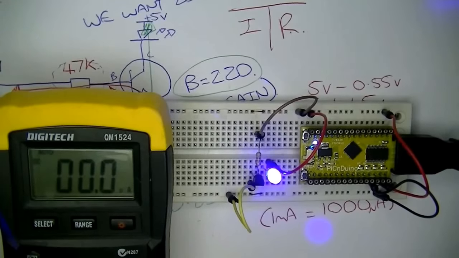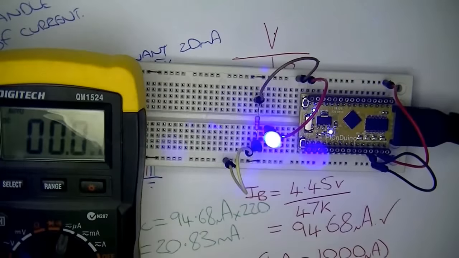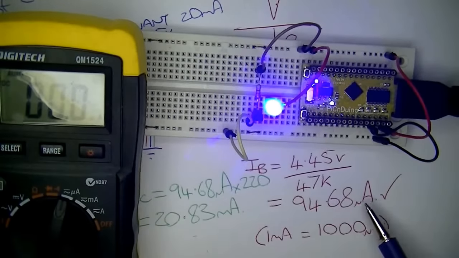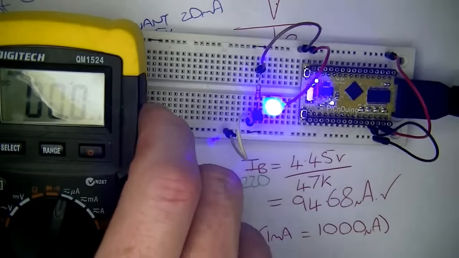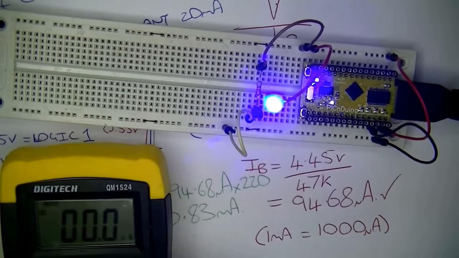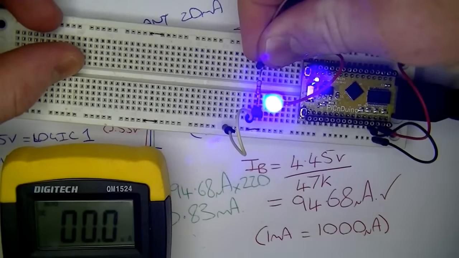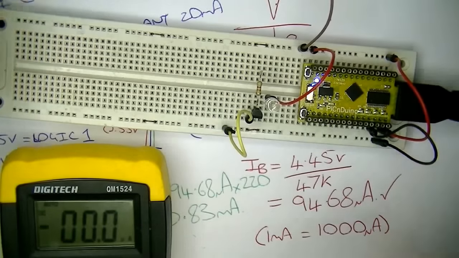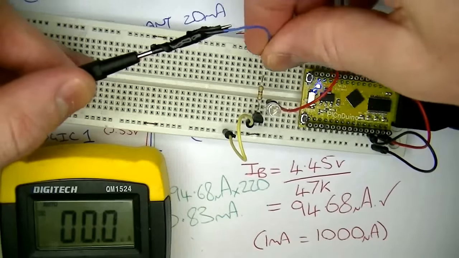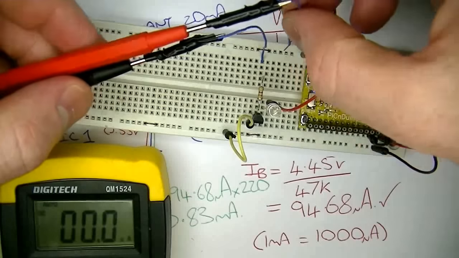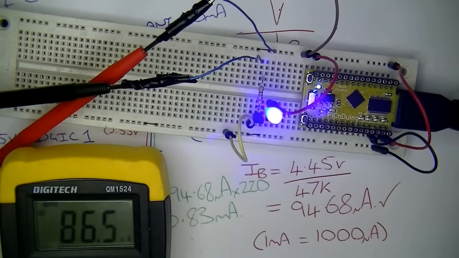Okay, so let's see if we get the same amount of current as what we were looking for. Our calculations, we got 94.68 microamps of base current, 20.83 milliamps of collector current. So let's see if we actually get that here. First thing I'm going to do is just disconnect this wire from the base, just so I can put my multimeter leads in to replace that wire I took out. So the black one to the resistor, the red one to plus 5 volts. So it's exactly the same circuit, but now the current is just going through my multimeter as well.